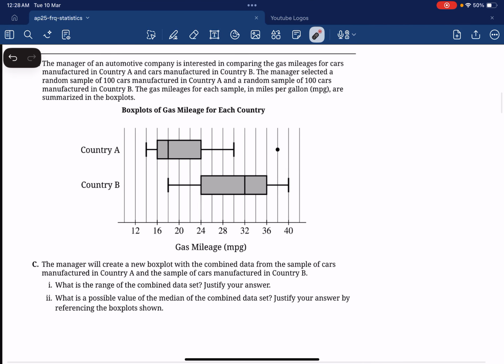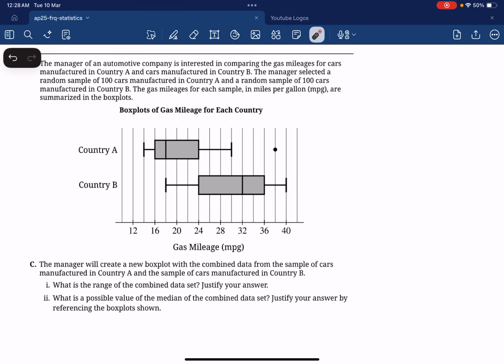So part C of question number 1, the manager will create a new box plot with the combined data from the sample of cars in country A and country B. So we're going to combine those two box plots. In part I, they said, what is the range of the combined data set? Justify your answer. And in the second part, what is the possible value of the median of the combined data set?